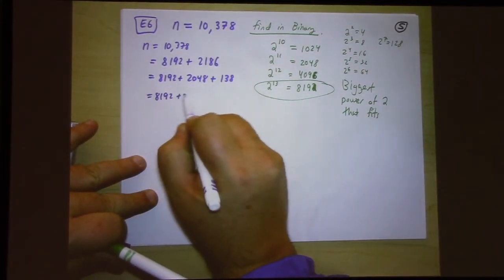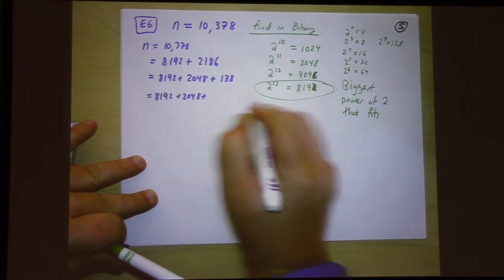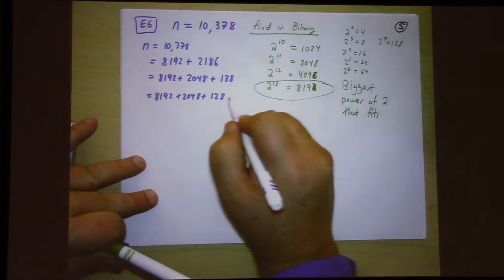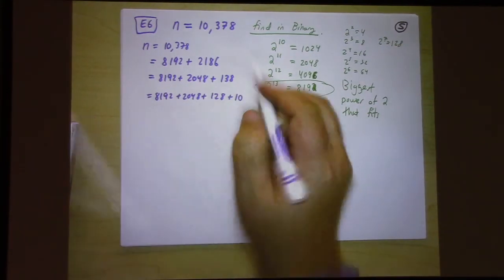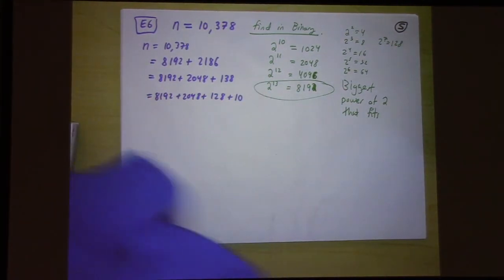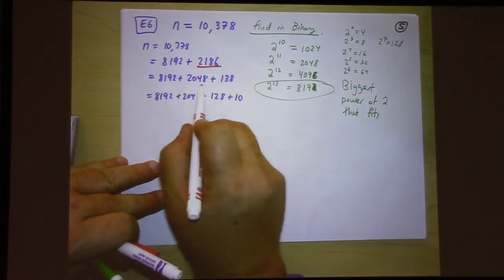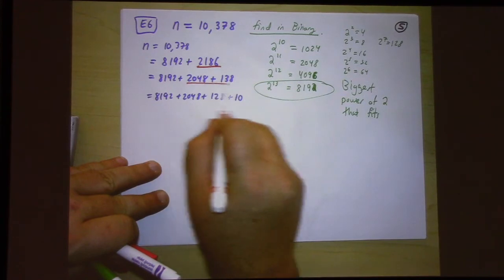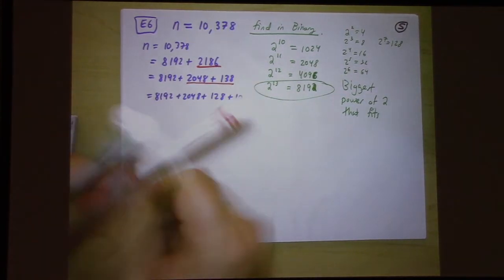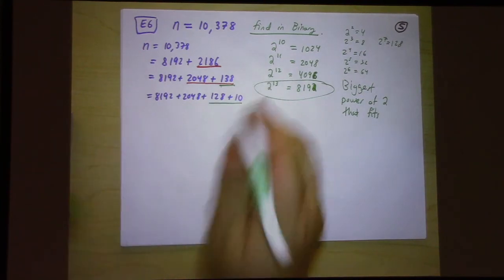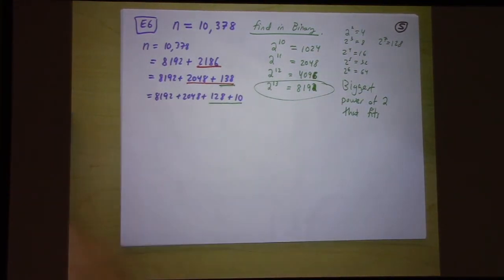8192 plus 2048 plus 128 plus 10, right? So let me do some color coding in my slide here. Let me show what's going on. This term right here is becoming both of these terms, right? And then this term right here is these two terms, right? So each time I'm taking the smallest piece and I'm chopping it further.